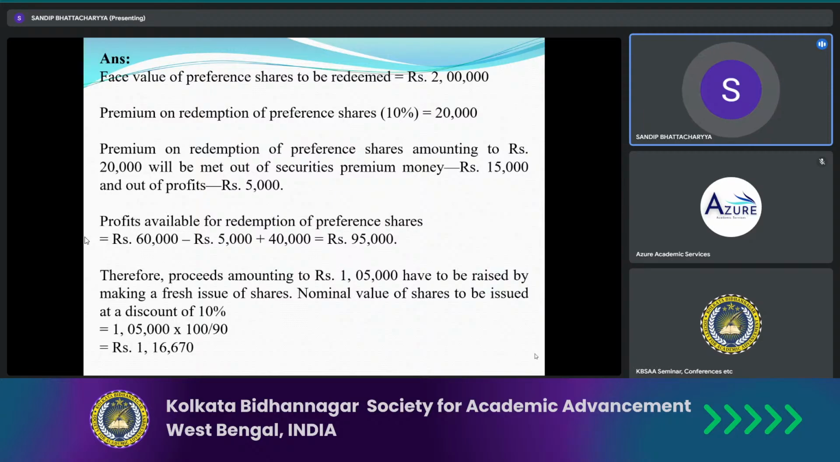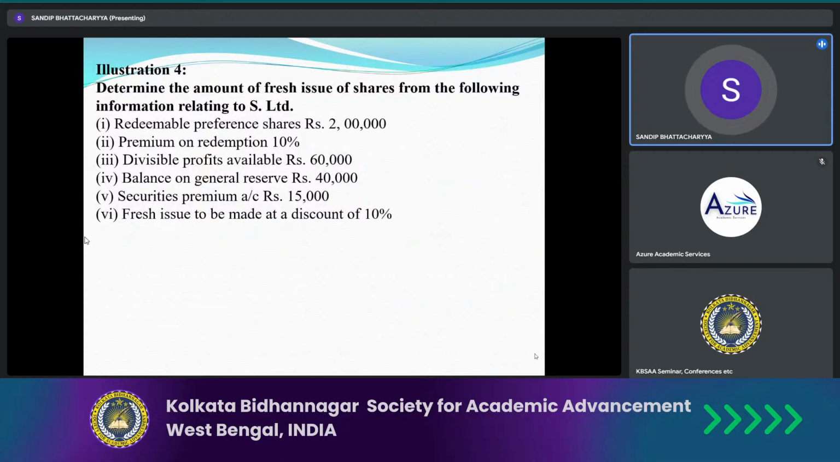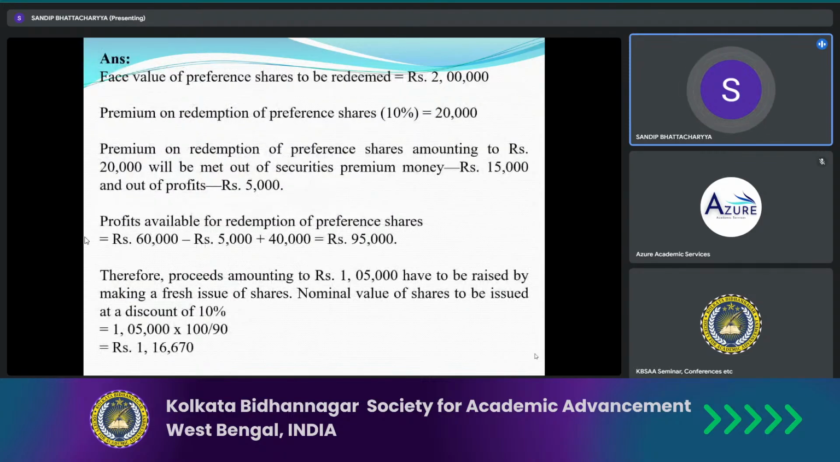Now this premium has to be paid out of the free reserve amount. As you can see, how much divisible profit is available? 60,000. Balance on general reserve available is how much? 40,000. And securities premium is 15,000. If you remember, the securities premium can be utilized to some extent.